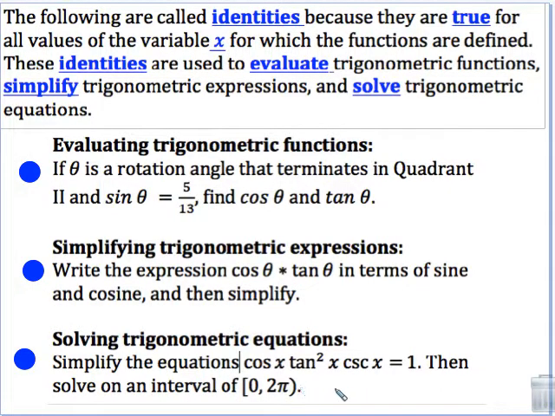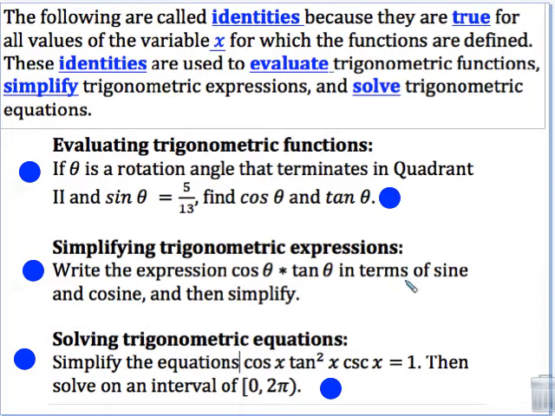So we've done problems like this example where we had to find all our solutions. That was our last unit. We've done this where we had to find all our trig ratios given certain information. We've done this in the past. We have not simplified expressions before.